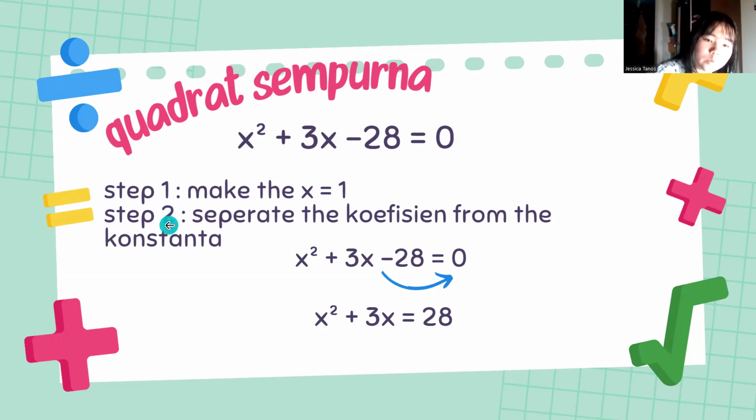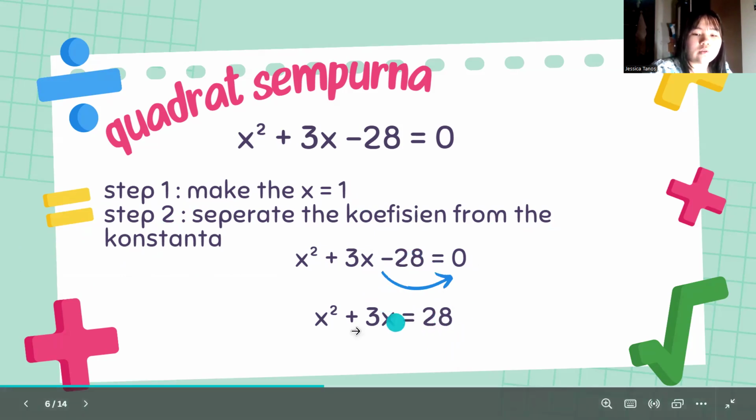Now step 2. Separate the coefficients, which means the ones with variables, from the constants, which are the ones without variables. When we move it to the other side, it changes signs. So from negative 28 it becomes 28. Now our equation is x squared plus 3x equals 28.